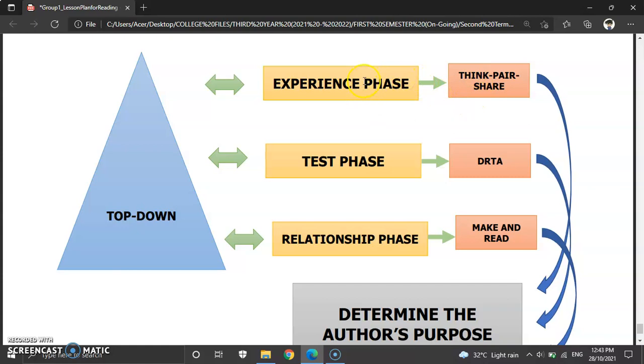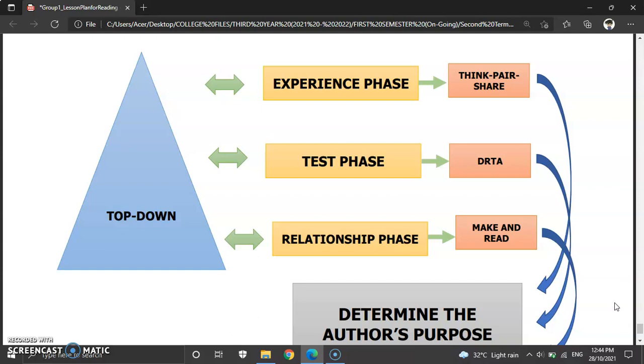And then after tapping out the experiences, we have here the text phase. Basically, this is the time where the students will read the text, or the during-reading activity. So what will be the method that will be used? The DRTA will be used, directed reading thinking activity.